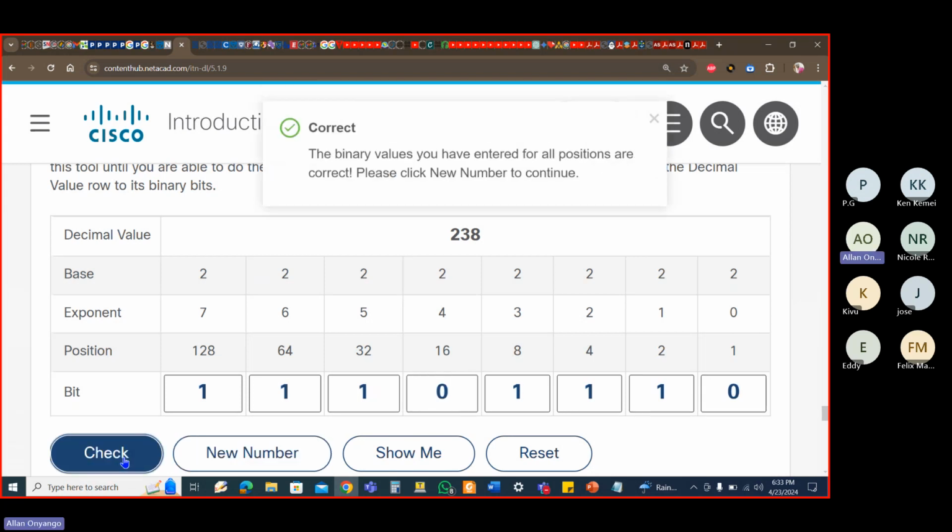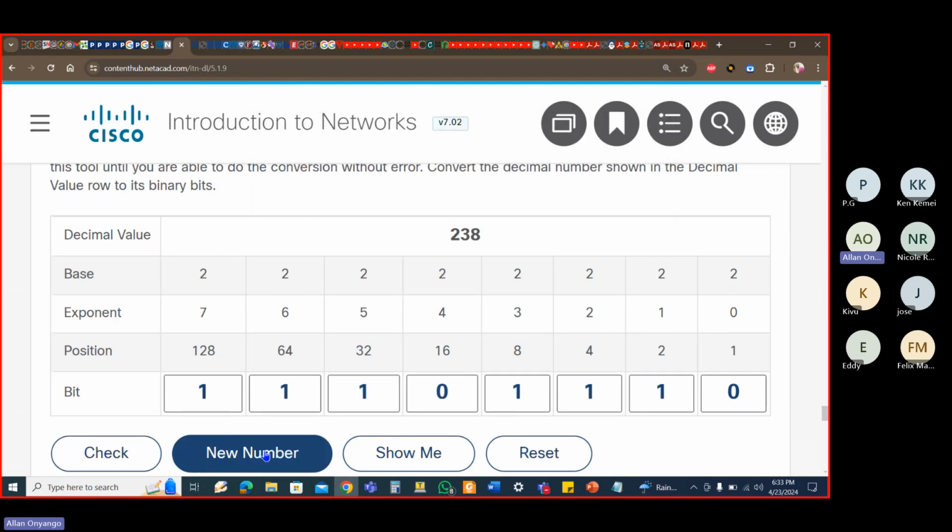We just do it slowly by slowly. It will get in. Let's do probably the last one. This should be easy.